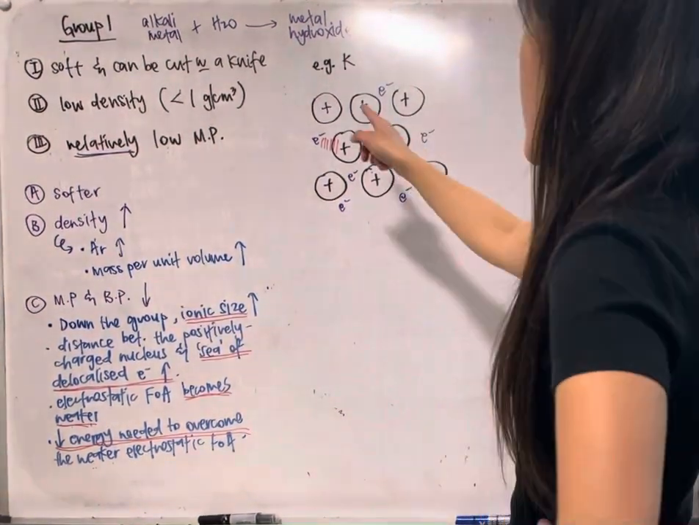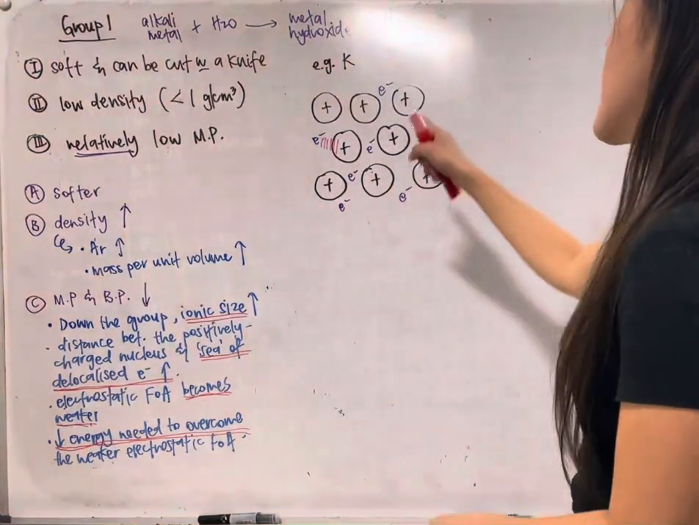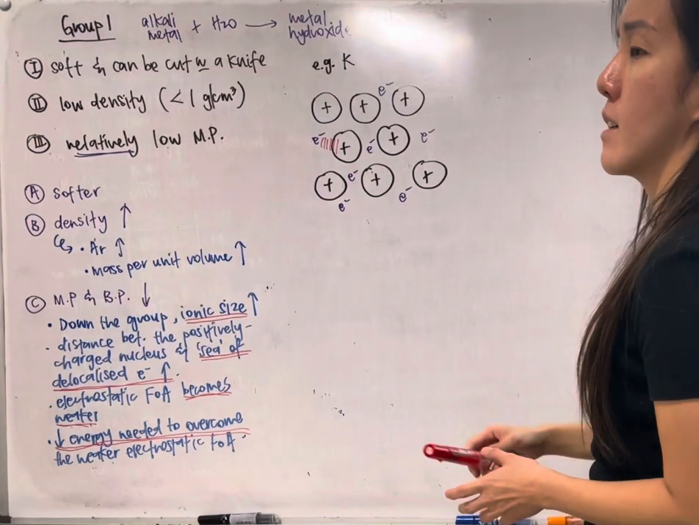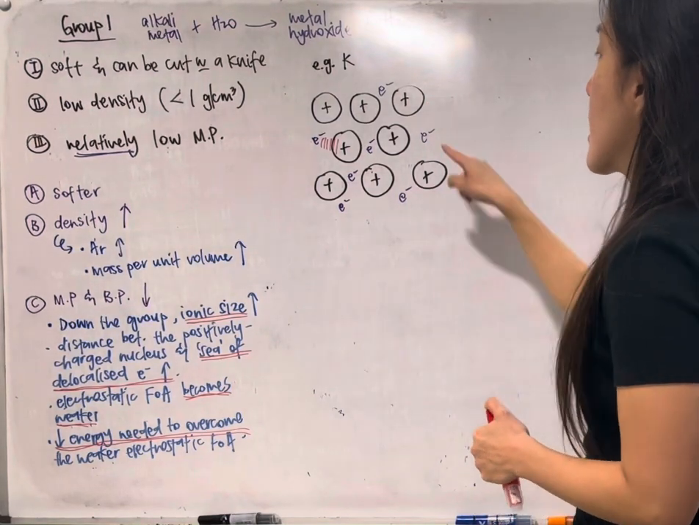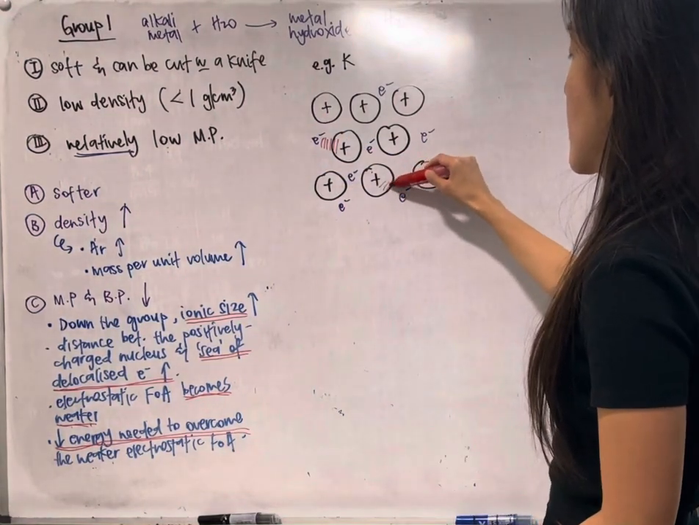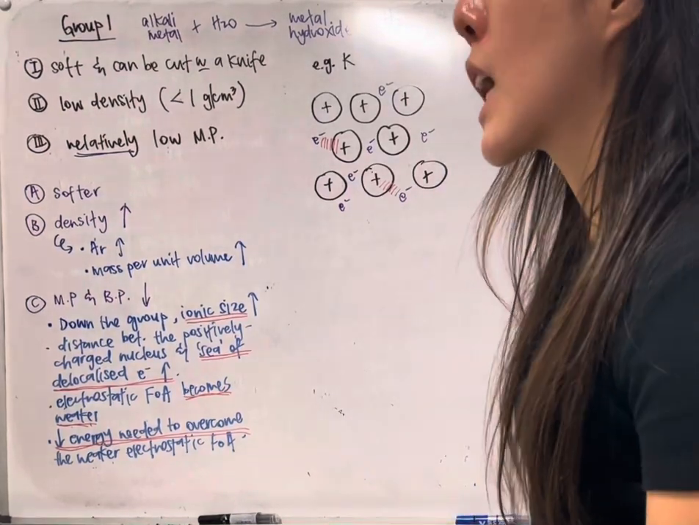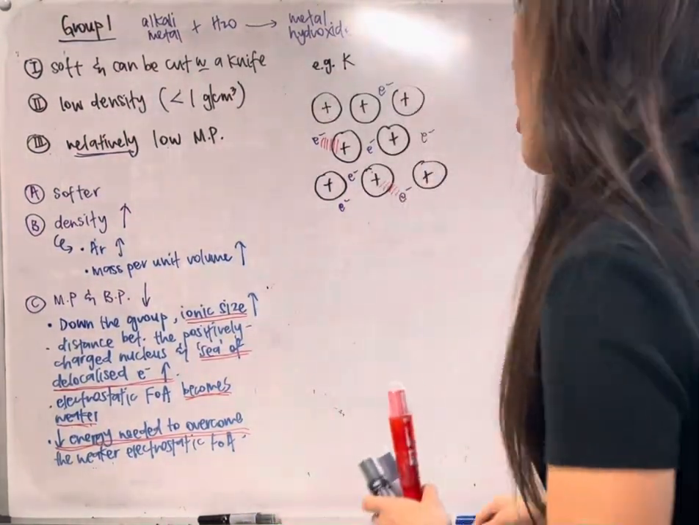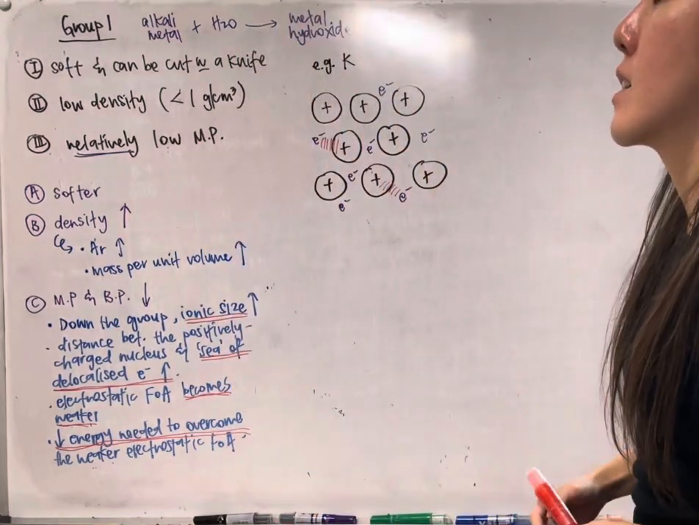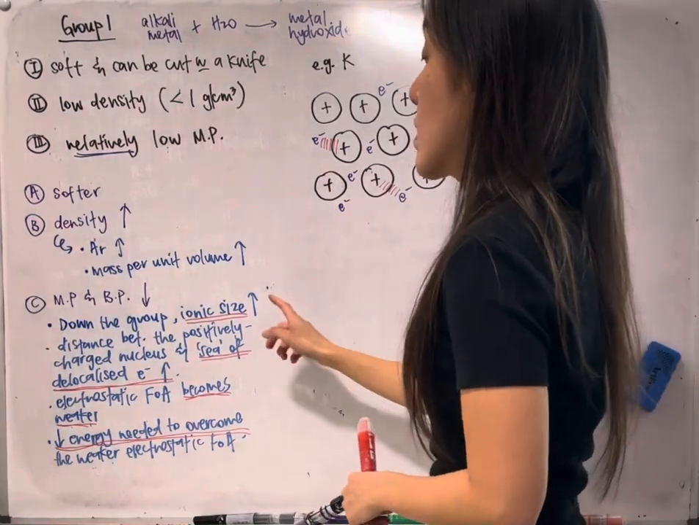So how do you describe bonding and arrangement in potassium? Metal cations arranged in an orderly manner, surrounded by sea of delocalized electrons. Held by, what's this one you read? Strong or weak? Strong. Forming a giant structure.